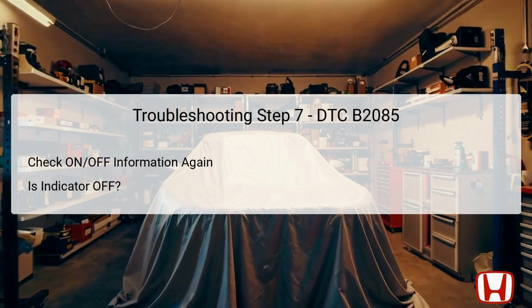Now you will again refer to the Honda Diagnostic System, HDS, to check the on-off information of the right power slide door half-latch switch. After disconnecting the rear latch, if the indicator remains off, this indicates that the half-latch switch is malfunctioning and needs to be replaced.